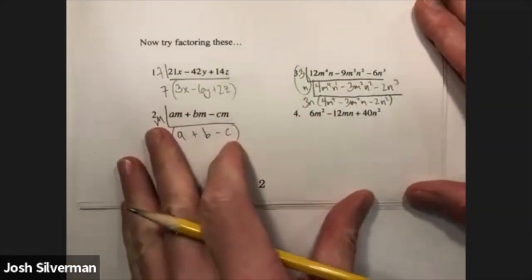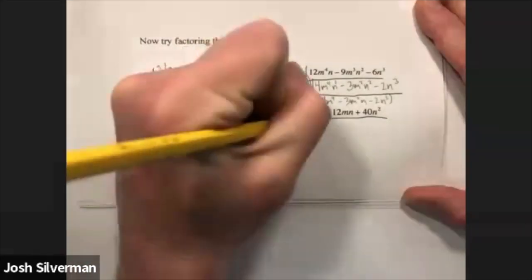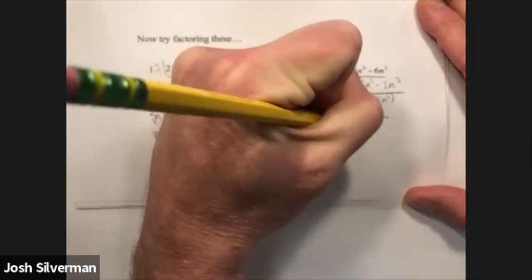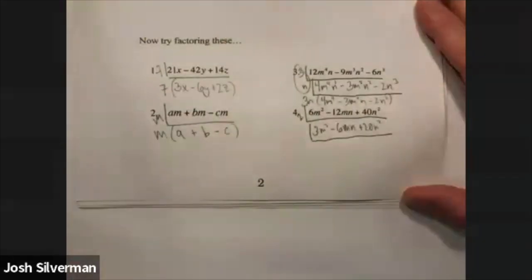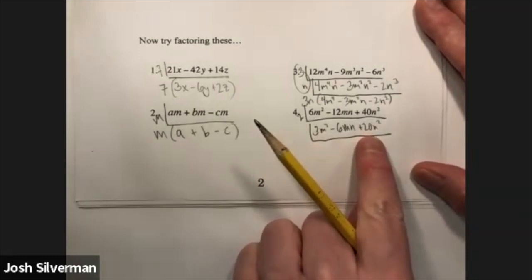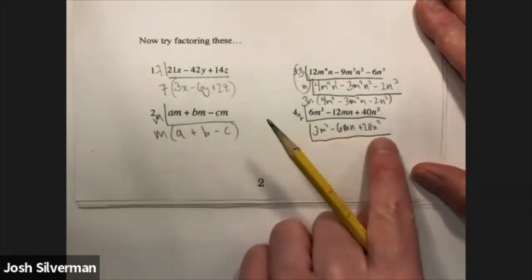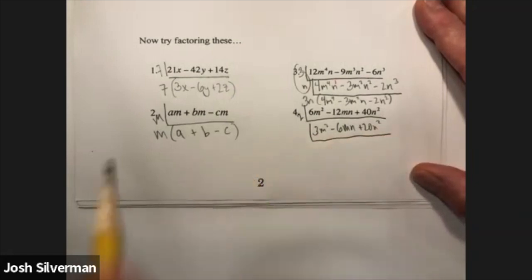Last one, number 4. What can all of these be divided by? It looks like only a 2. Divide that by 2, 3m squared. Divide that by 2, 6mn. Divide that by 2, 20n squared. Could we take out any more numbers from the front? Could we take out any more from the coefficients? No, because this can't be divided by 3 and that can't be divided by 2. Could we take out an m? No, because that term doesn't have an m in it. Could we take out an n? No. We're done.